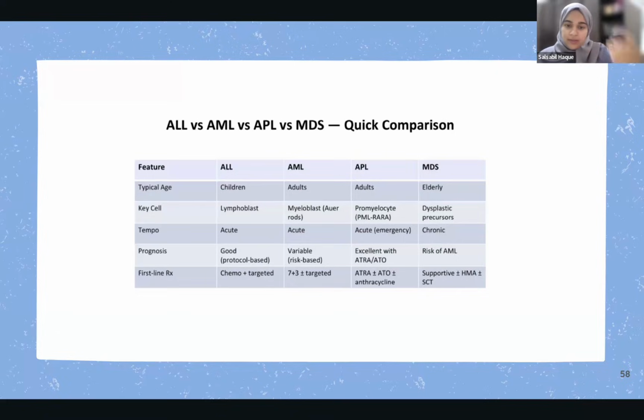Okay, APL. The treatment is all-trans retinoic acid and anthracyclines, sometimes arsenic as well, but more important to remember is the all-trans retinoic acid. It's an acute emergency, okay? This is one of the oncological emergencies because it can cause DIC. Then you have myelodysplastic syndrome. It has a risk of AML, and that's all there is to it, honestly.